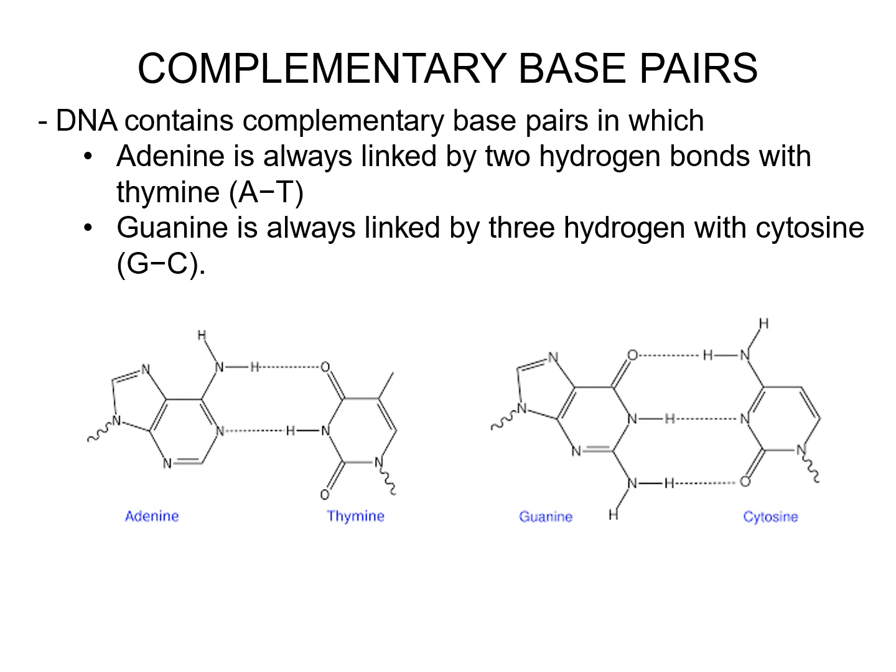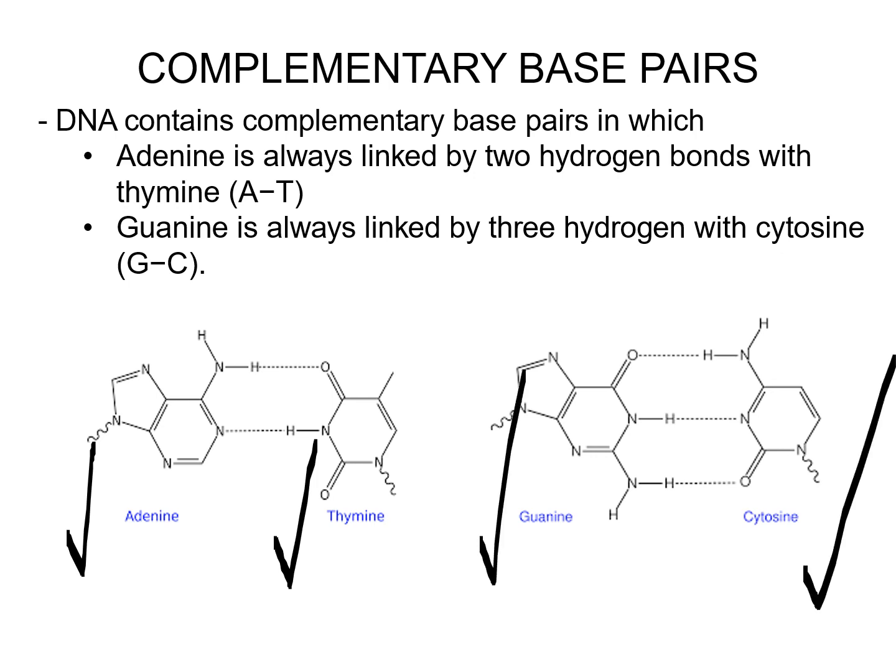And once again, this slide is just showing you how they interact with one another. A, always best friends with T, good to go. G, always best friends with C. That's what we want to see: DNA, AT, GC.